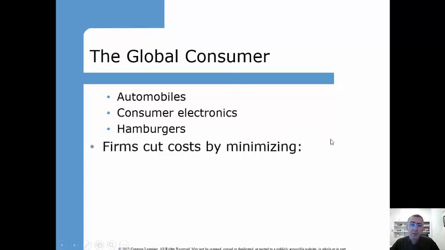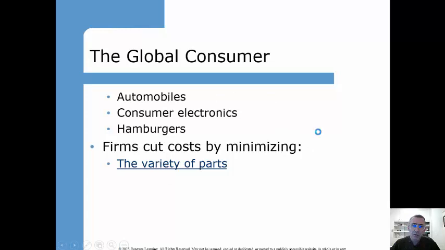Firms cut costs by minimizing the variety of parts. I don't want to get into too much detail. For those of you who took global business already, this is where we talk about the concept of, first, economies of scale. We know what scalability is, and then we add to scalability international economies of scale. But then we had another concept called economies of scope. And economies of scope has to do with minimizing the variety of parts from key suppliers.